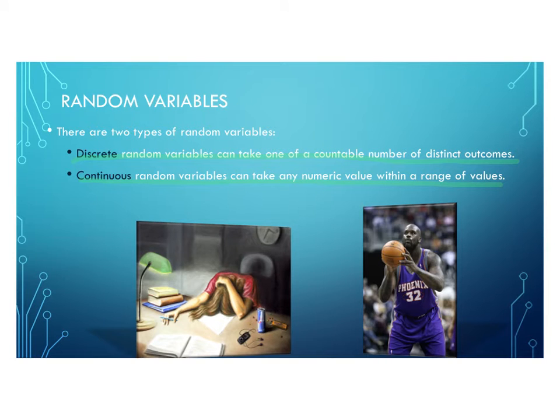So notice you have two pictures down at the bottom of your sheet. The basketball picture is more than likely a discrete variable because the number of shots the player takes is a countable number of distinct outcomes. Whereas the picture on the left with the lady studying, that could be continuous because the amount of time she spends studying can be any range of values.